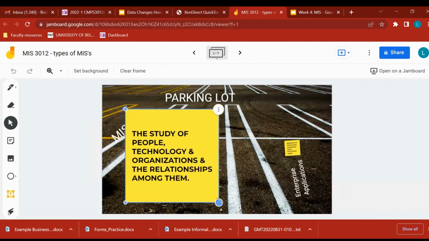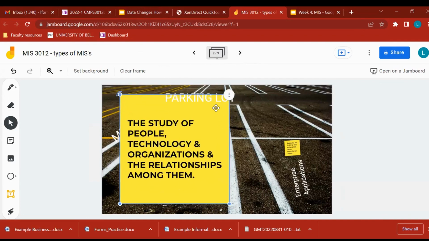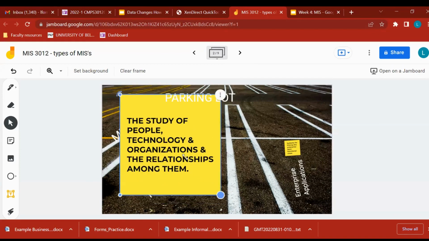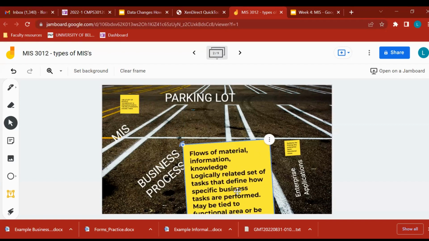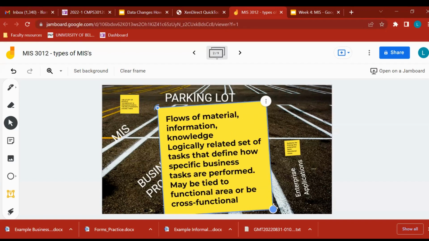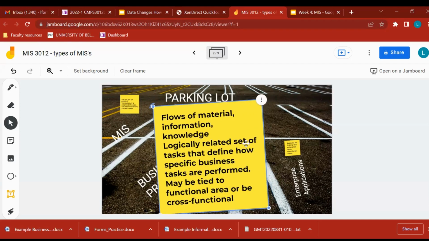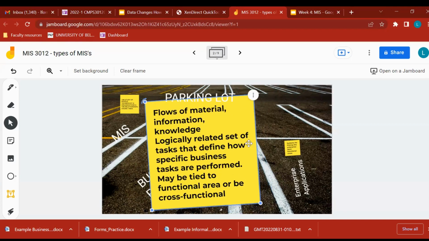By now, each of you knows the definition of MIS. And if you don't know it verbatim, you're learning it at least. It's a study of 3 things: people, technology, and the organization, as well as the relationships among them. Tonight, we'll briefly look at business processes. And when you go through the interactive slides, you'll be able to learn much more about those, as well as going through the reading material.